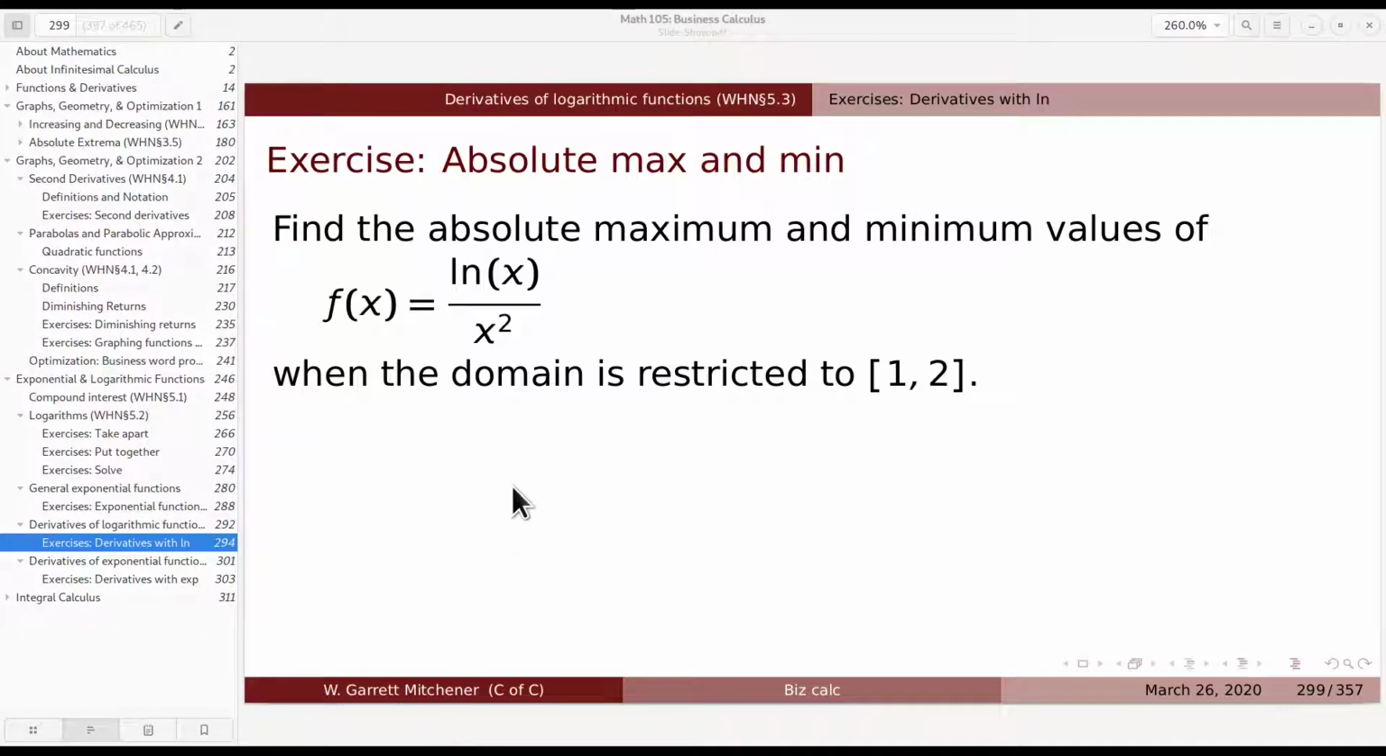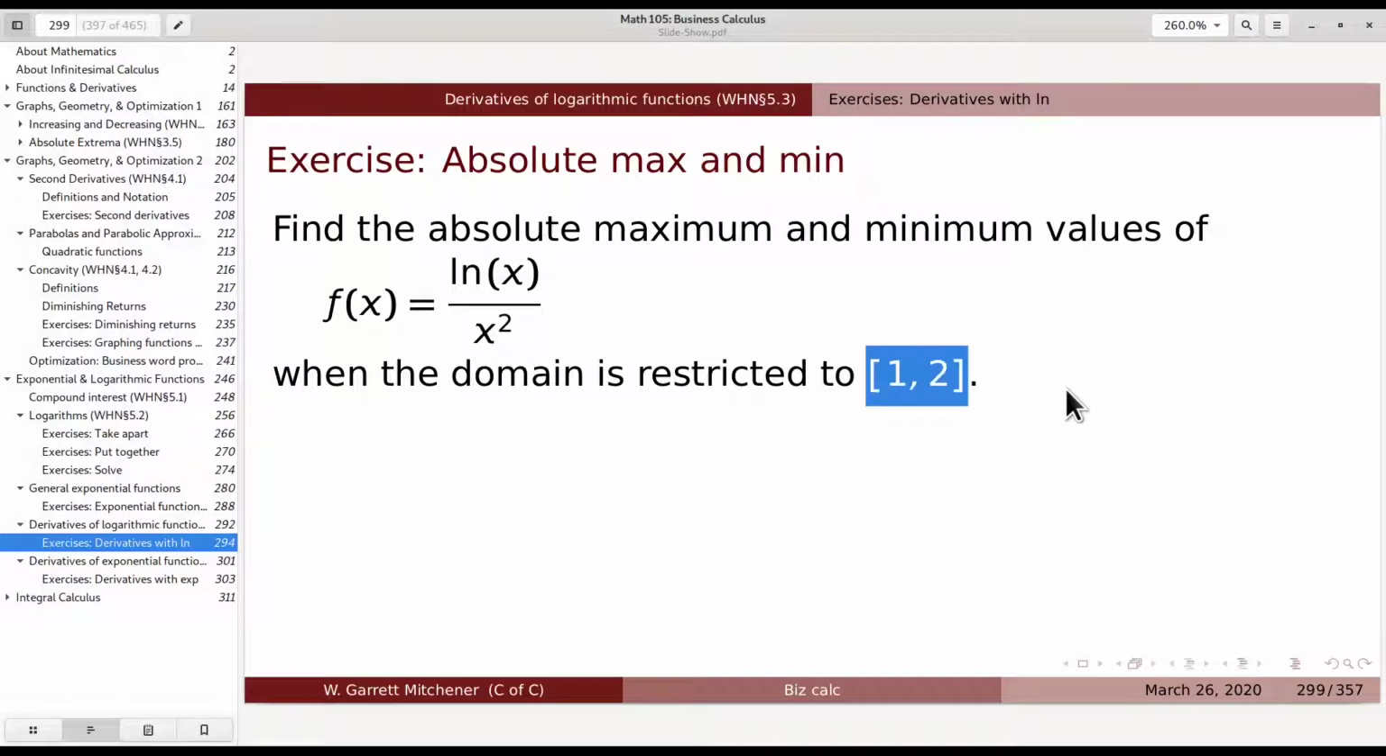Now, a couple of things about this. Remember that the natural logarithm itself has a domain restriction. ln is only defined for positive numbers. So that means that the formula for f only makes sense for x greater than 0. Likewise, division by 0 would be a bad thing. So that means that we can't include 0 in the domain. So it's a good thing that the domain that we've been given is consistent with all of that, and as long as x is between 1 and 2, we won't have any problem evaluating ln of x over x squared.